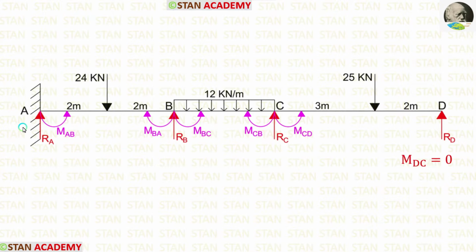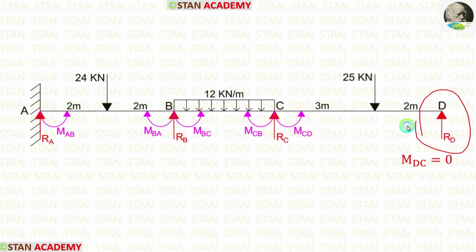In this beam there are 5 moments. In the fixed support there will be a moment, that is MAB. In the joints there will be 2 moments. In the joint B we are having MBA and MBC. In the joint C we are having MCB and MCD.